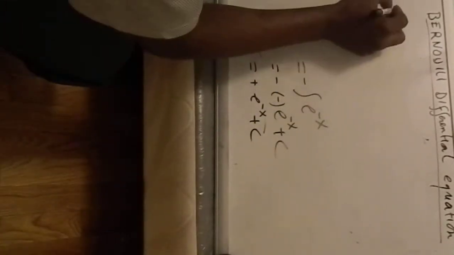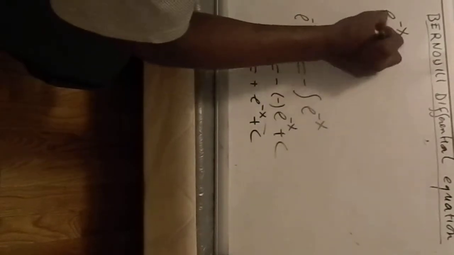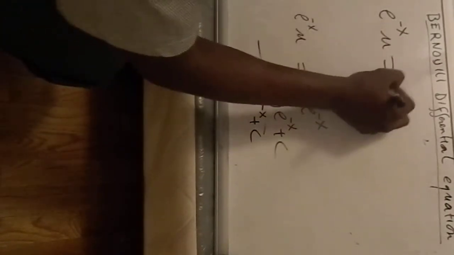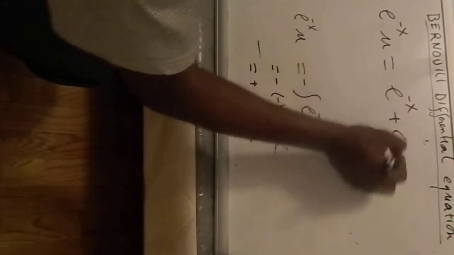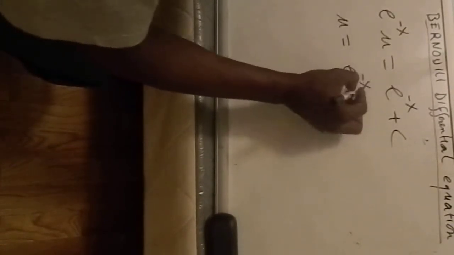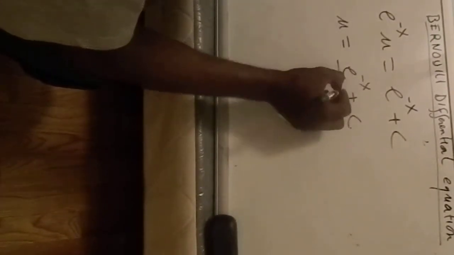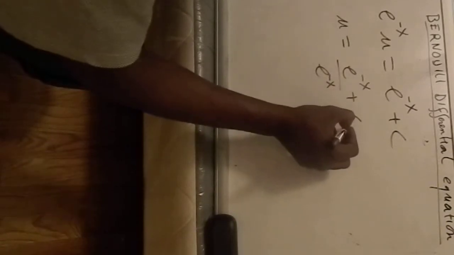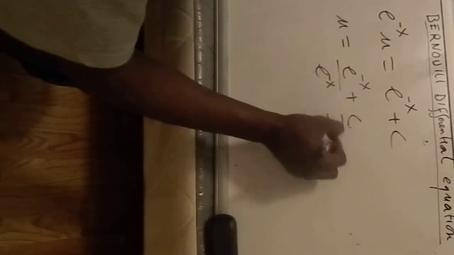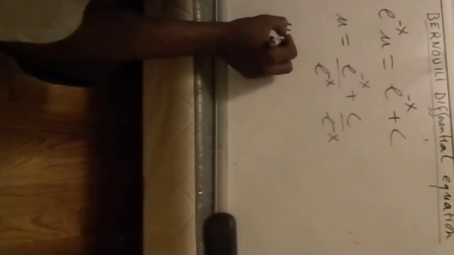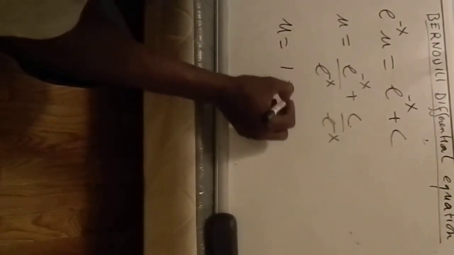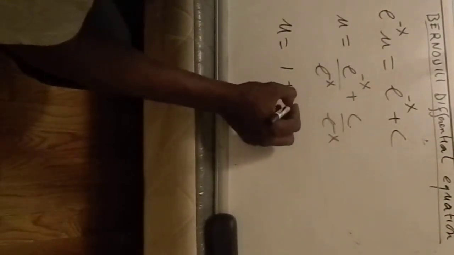I'm going to be rewriting my equation again. It's going to give e to the negative x times u equal e to the negative x plus c. Now, I want you to divide both sides by e to the negative x. And your u will be 1 plus c e to the x, this one can go up.